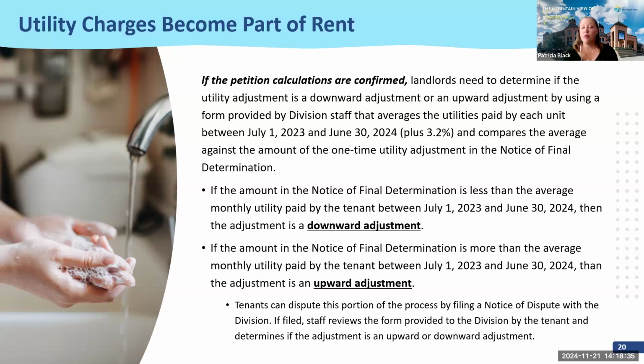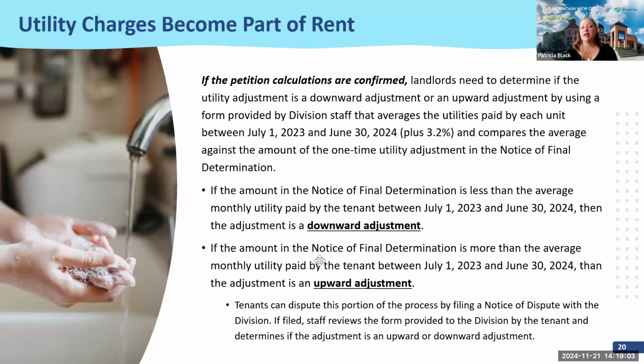We're going to go over that form today. If the amount in the notice of final determination is less than the average monthly utility paid by the tenant between July 1st of 2023 and June 30th of 2024, then the adjustment is a downward adjustment. If the amount in the notice of final determination is more than the average monthly utility paid by the tenant between July 1st, 2023 and June 30th, 2024, then the adjustment is an upward adjustment.